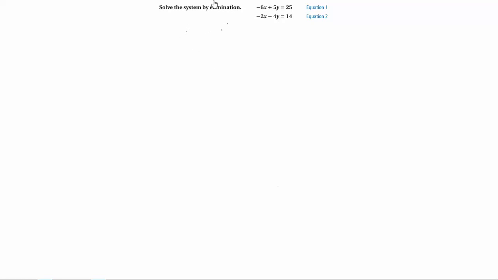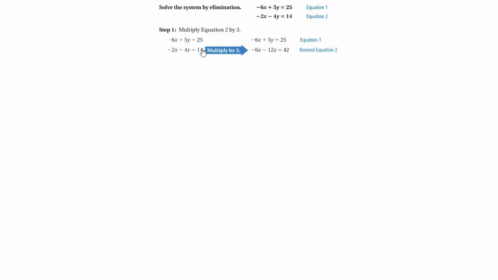Again, we're going to solve the system by elimination. So you'll see my two equations. If I multiply equation 2 by 3, you'll notice that I'll end up having both of these be 6's. So if I take this equation and keep it, take this equation, multiply everything by 3, that makes this negative 6x, negative 12y, 42. So now I have the same signs here.